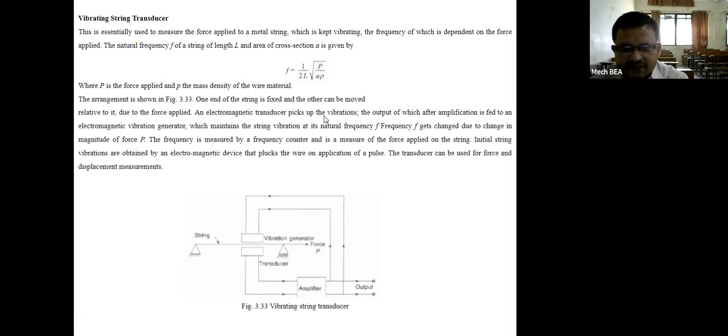An electromagnetic transducer picks up the vibrations, the output of which after amplification is fed to an electromagnetic vibration generator, which maintains the string vibration at its natural frequency F. Frequency gets changed due to change in magnitude of force P. The frequency is measured by a frequency counter and is a measure of the force applied on the string. Initial string vibrations are obtained by an electromagnetic device that plucks the wire on application of a pulse. The transducer can be used for force and displacement measurements.